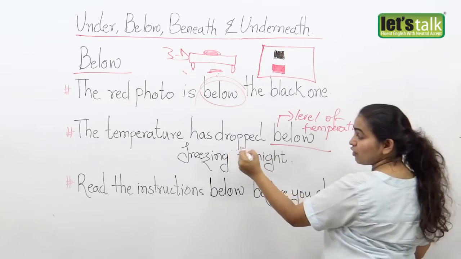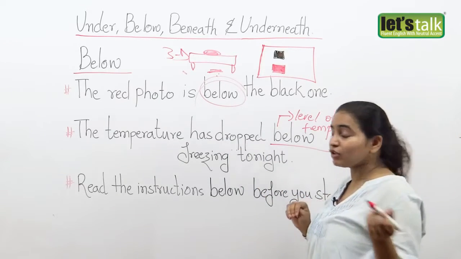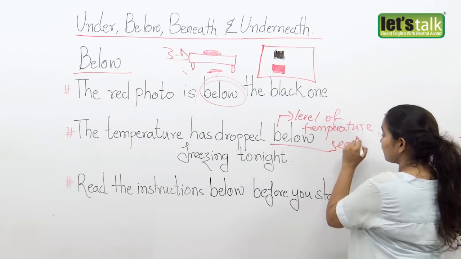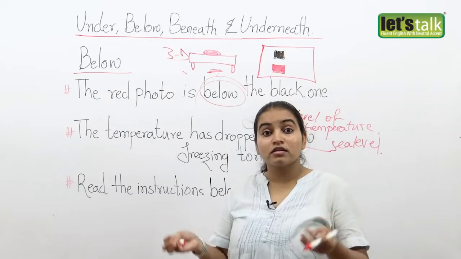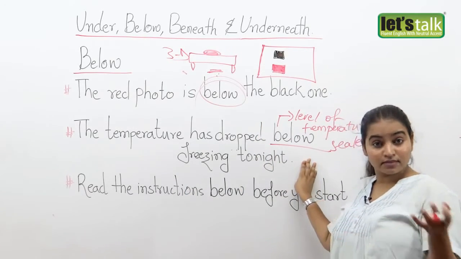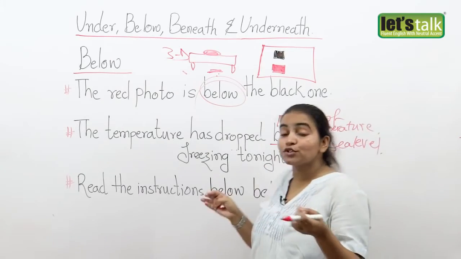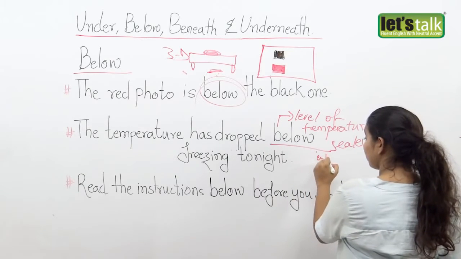So I've talked about the level of temperature being below freezing point. Maybe I want to talk about the sea level. So I can say that the diver went 100 feet below sea level. That's quite possible. I could also talk about the level of altitude.